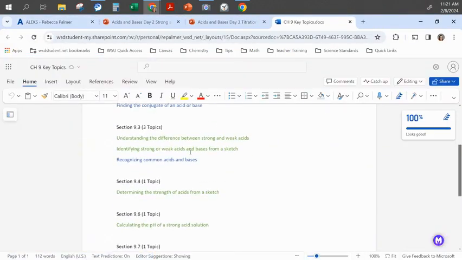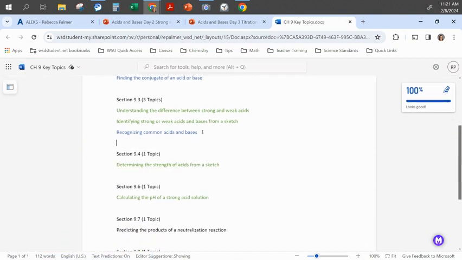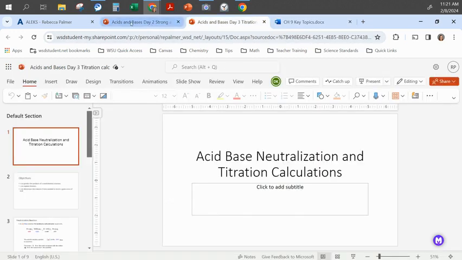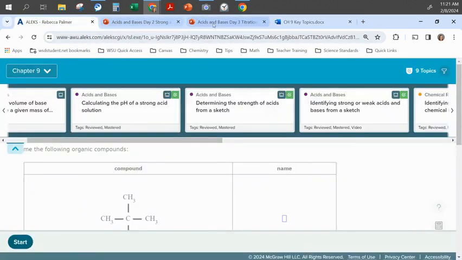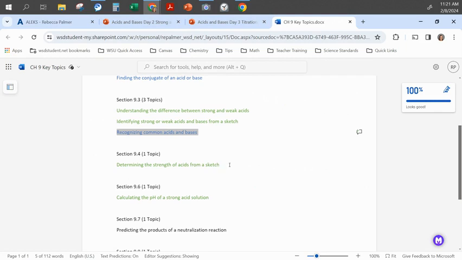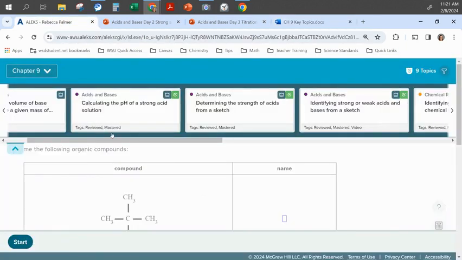All right, you guys, we got the pictures, right? We recognize acids and bases from a sketch. Is that true? Okay, so the next one on our list is determining the strength of an acid from a sketch. I don't think we've done this, all right?